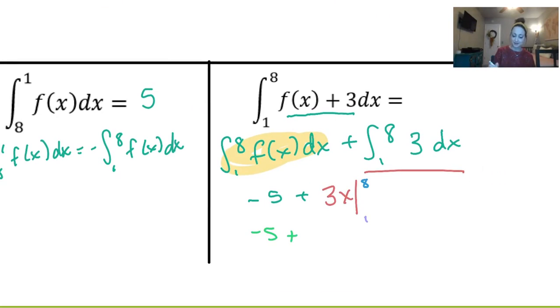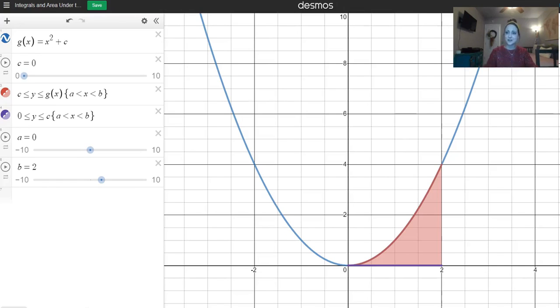Now, when I evaluate at x equals 8, I get 24. Then I need to minus. When I evaluate at x equals 1, I get 3. And notice 24 minus 3 is 21, which is the area of that rectangle, base of 7, height of 3, okay? So our final answer here should be positive 16. So again, just kind of another graphical explanation as to what we're doing.